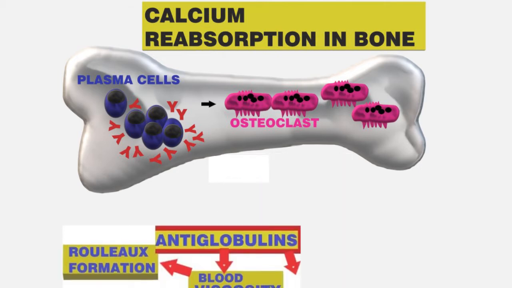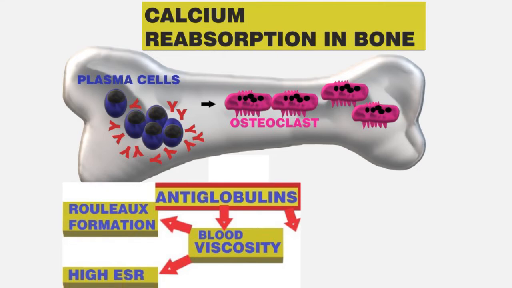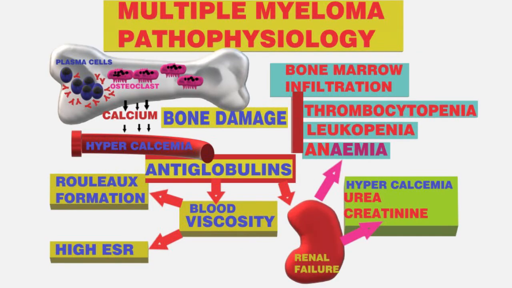The kidney function tests are also impaired because of the plasma cells producing antibodies. These antibodies can block the nephrons in the kidney. Blood urea nitrogen level is increased and the creatinine level is also increased.